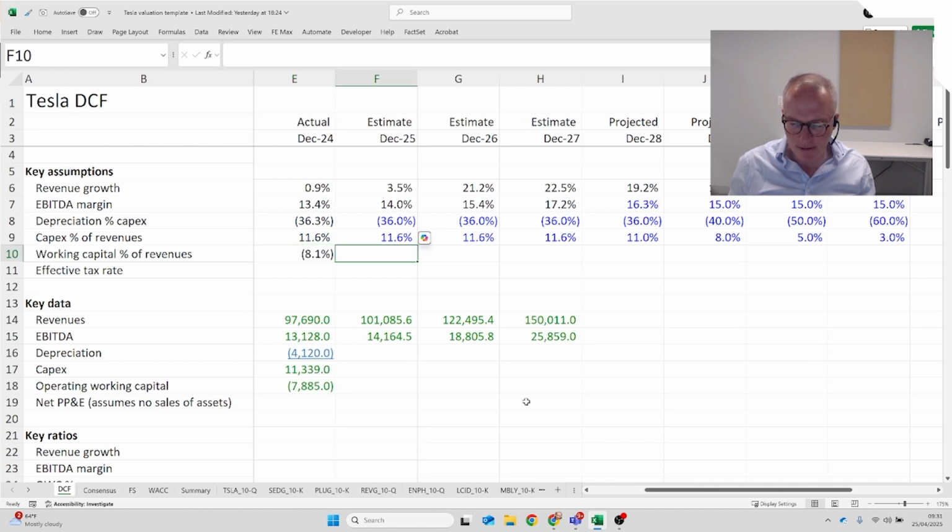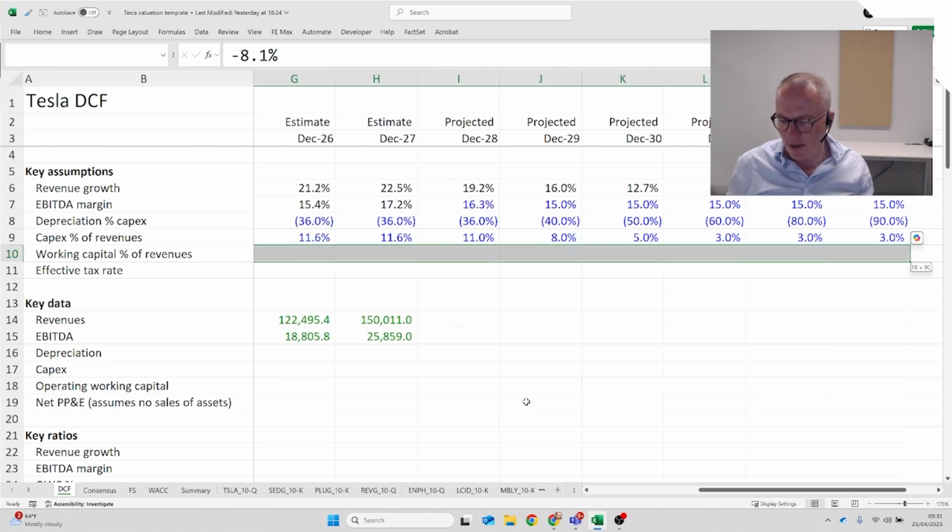And then for working capital as a percent of revenues, I'm just going to make this 8.1%. I'm going to assume that that dynamic doesn't change.